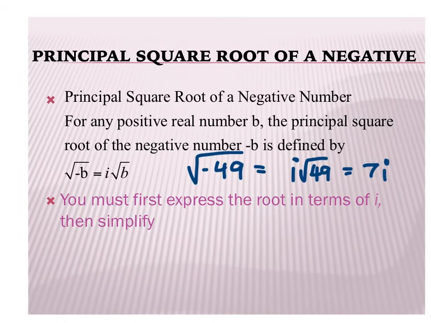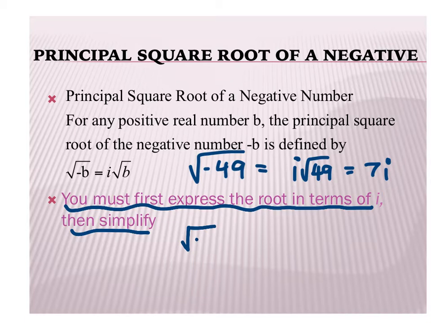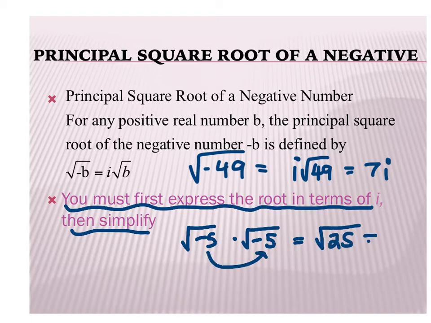The biggest thing you have to realize in this section is that you must first express the root in terms of i and then simplify. So if I had a negative 5 underneath and a negative 5 underneath, I cannot multiply out what's underneath first. If I multiply out what's underneath, negative 5 times negative 5 is actually the square root of 25, and that's just 5. But that's wrong.